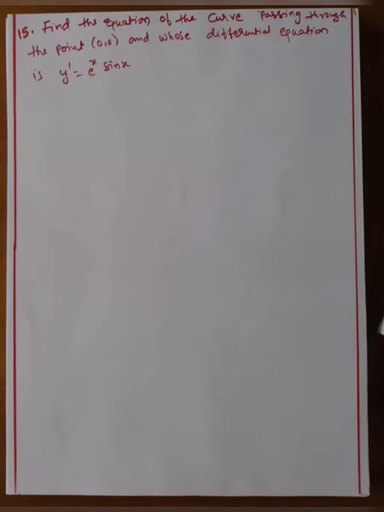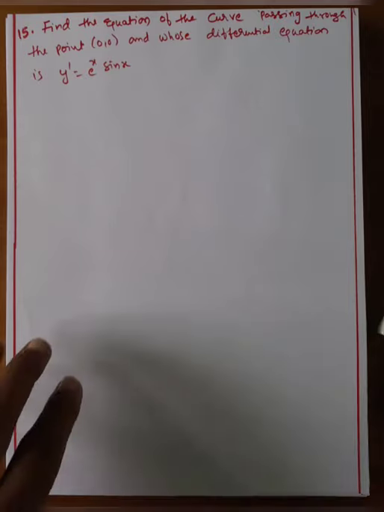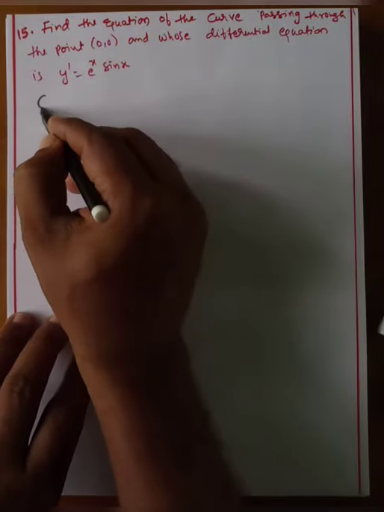Now we are going to the next question, my dear students. Find the equation of the curve passing through the point. Find the equation of the curve means 100% you can find the particular solution. The curve is passing through 0, 0, means x value 0, y value 0 is given. Whose differential equation is given? First order, first degree differential equation. First we solve this one.